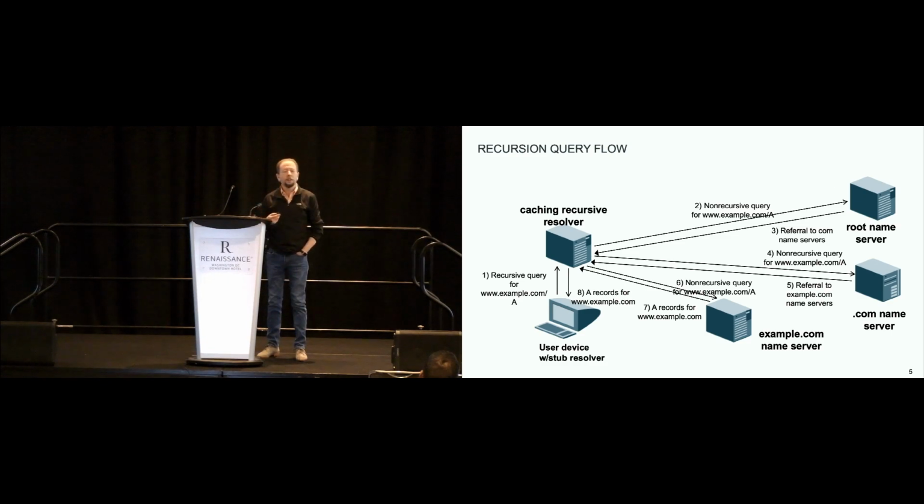QNAME minimization is a standard that is starting to roll out fairly widely, and that's the one where you only put as much name into that query as you need to get that answer. So the root server will only see a question for .com. They won't see www.example.com.